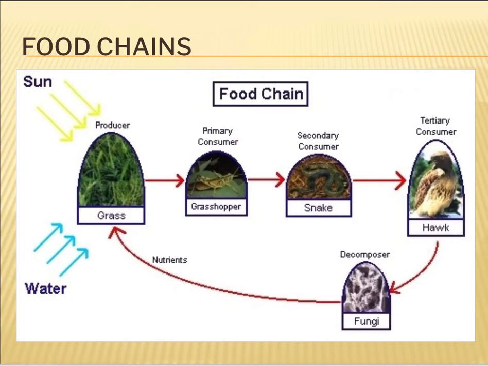A grasshopper eats the grass. That makes him a consumer because he's eating another living thing. Another consumer comes along, a snake. He eats the grasshopper for his energy source. Then a hawk eats the snake. Eventually, the hawk dies, we'll say of old age, and his body is decomposed by fungi, returning the nutrients back to the soil where the plant can continue to grow, restarting the chain all over again. Simple, right? Well, sort of.